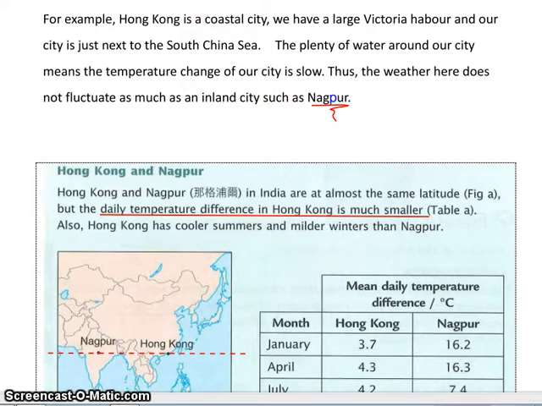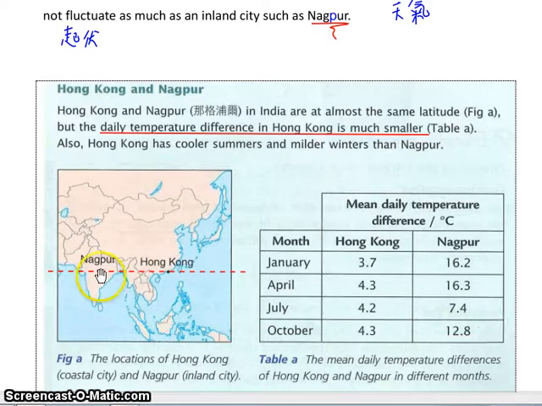So it explains why the weather here in Hong Kong does not fluctuate as much as an inner city like Nagpur. So where is Nagpur? Take a look at the diagram below. You can see it is an inner city, almost in the middle of India, while Hong Kong is next to the South China Sea. So the daily temperature difference in Hong Kong is much smaller than that of Nagpur.